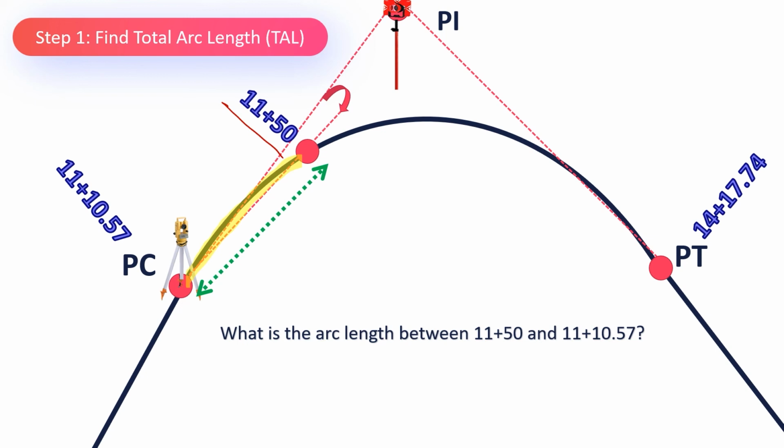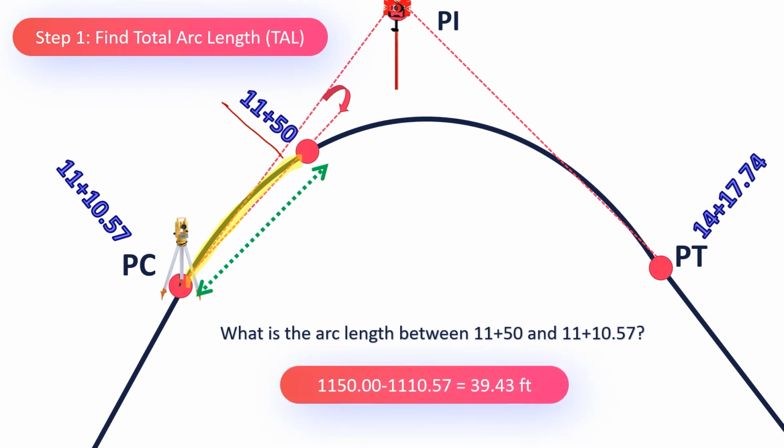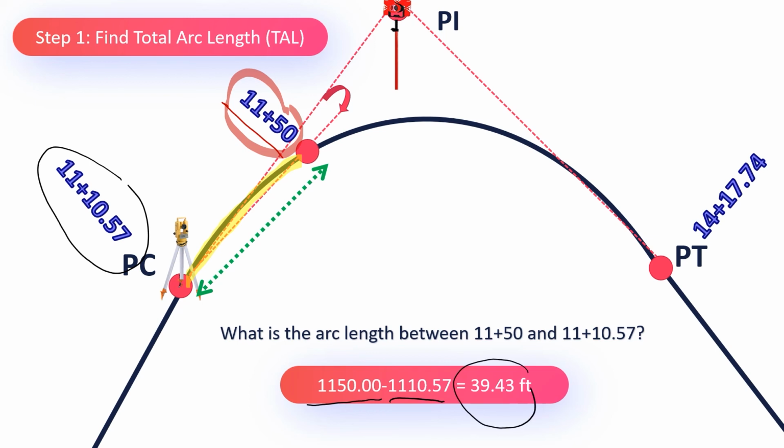And you can simply subtract these two values. This station is at a distance of 1150 from the origin, and this is at a distance of 1110.57 from the origin. If we subtract these two values, we get the length of this arc between PC and this station. Let's call this A. So this length is 39.43. This is how we find TAL, the total arc length.